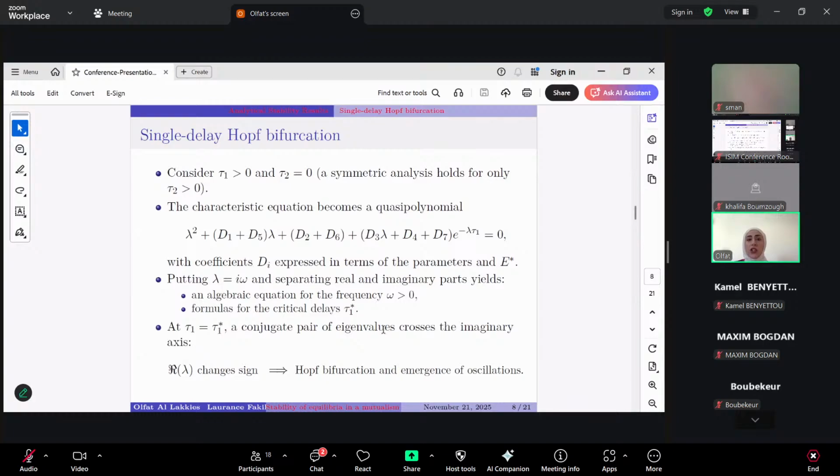In the second case, the single delay Hopf bifurcation, we consider that tau 2 equals 0 and tau 1 varies, where tau 1 is greater than 0. Introducing a single delay changes the characteristic equation by setting eigenvalues to be purely imaginary. So instead of lambda, we replace it with i omega, and we identify a critical delay where a Hopf bifurcation occurs and oscillations appear.